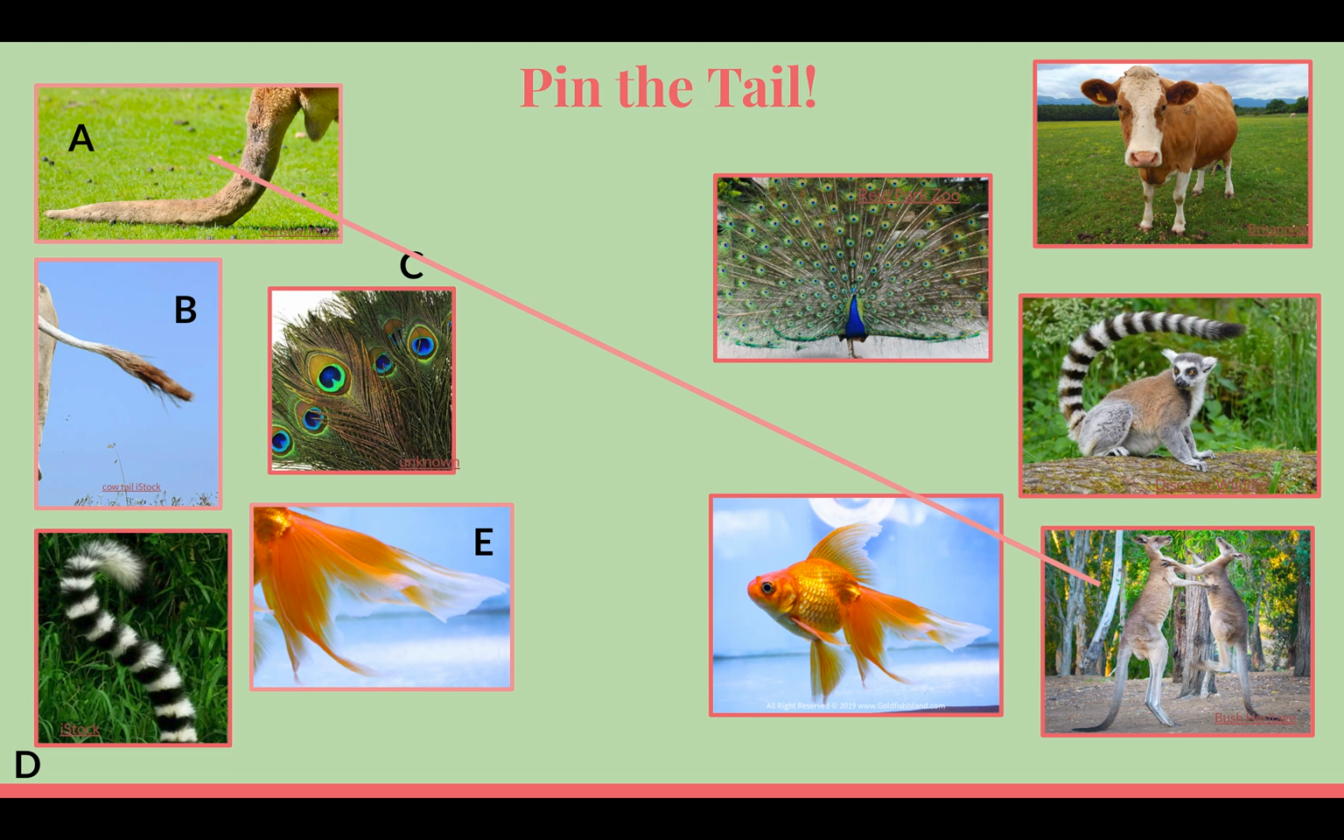B. If you matched it to the cow, you are correct. Cows and grazing animals can't really reach the posterior end of their body, so they have long, thin tails with tufts of hair at the end that work as fly swatters against flies and pests.